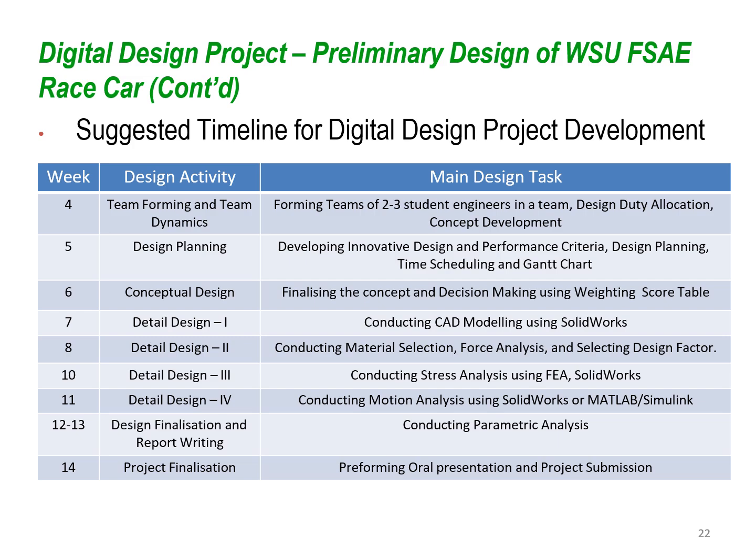So the suggested timeline for digital design project development, and I prefer that you start with this suggested timeline. Week number 4 is going to be team forming and team dynamics, with the design planning the week after. Week number 6 is going to be conceptual design. Then we're going to have detailed design, stages number 2, 3, and 4, from week number 6 till week number 11. Then we're going to spend weeks 12 to 13 on design finalization and report writing.